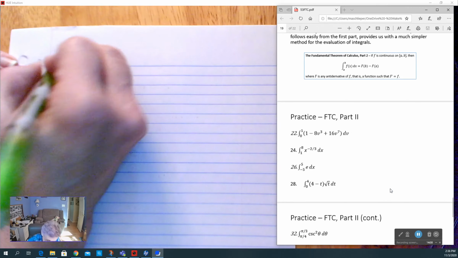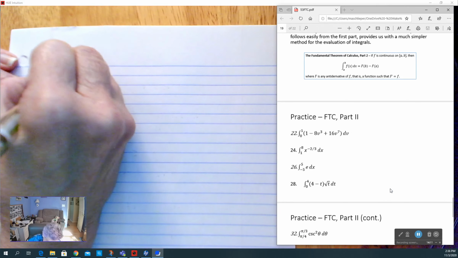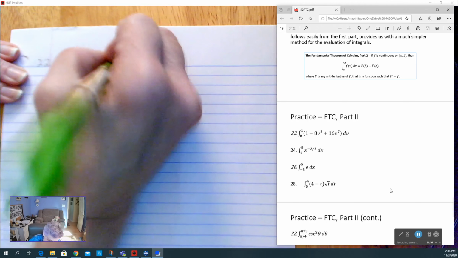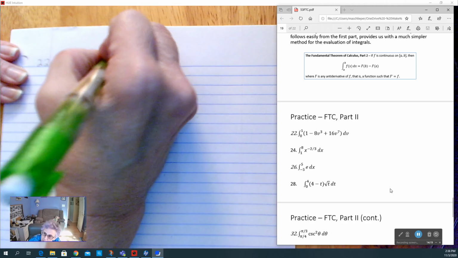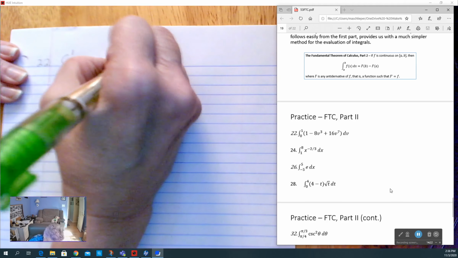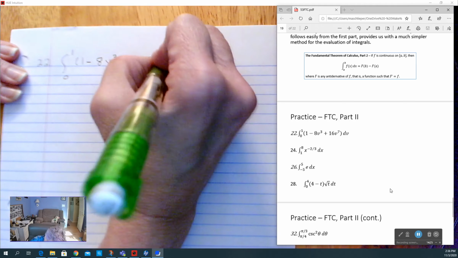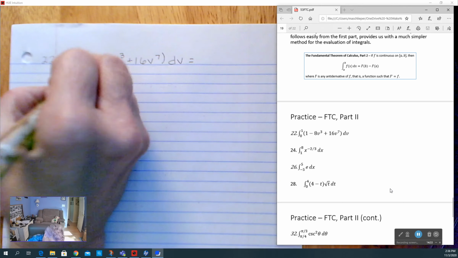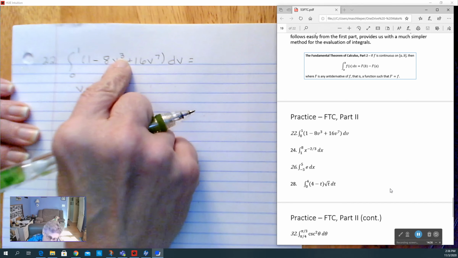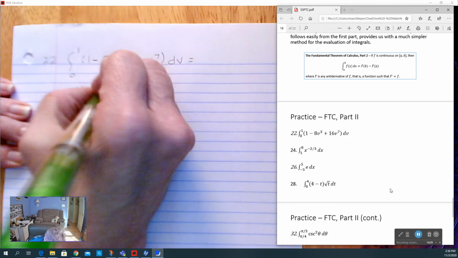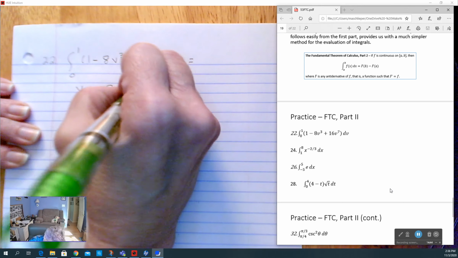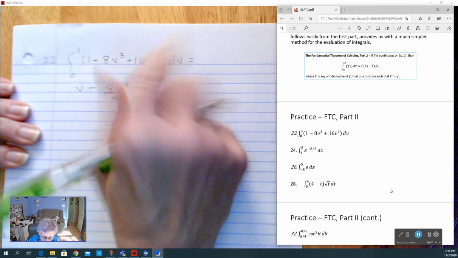Start with a simple polynomial. The integral from 0 to 1 of 1 minus 8v cubed plus 16v to the 7th power dv. So step number 1 is to find the antiderivative. Antiderivative of 1 is v. Add 1 to the exponent, divide by the new exponent.